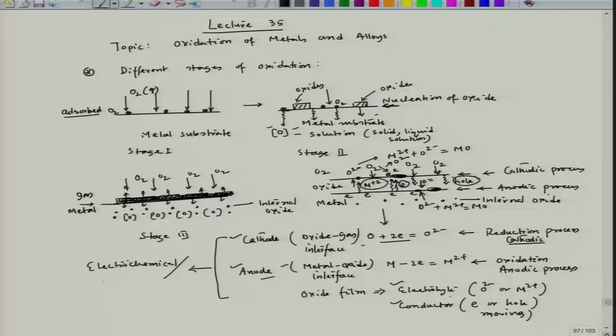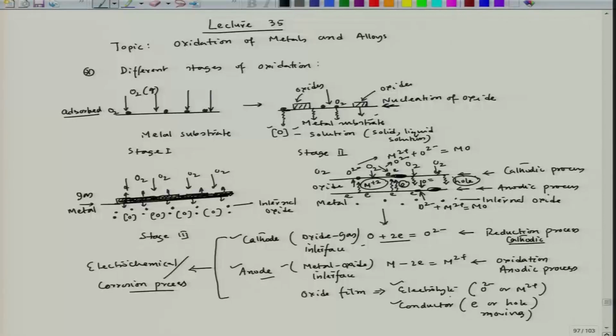Or we can say that this is also a corrosion process, since metal is going into ion forms. There the metal is not dissolving into the electrolyte, rather it is forming a phase which is the oxide phase. Now, this is a stage, I would say this is stage 4.